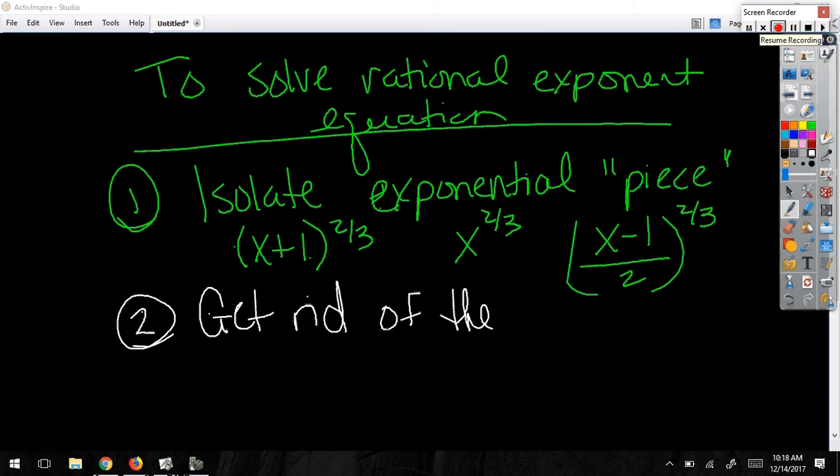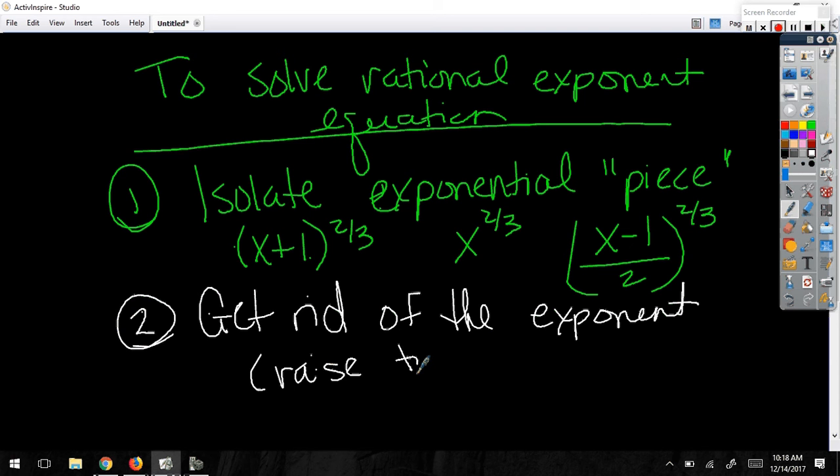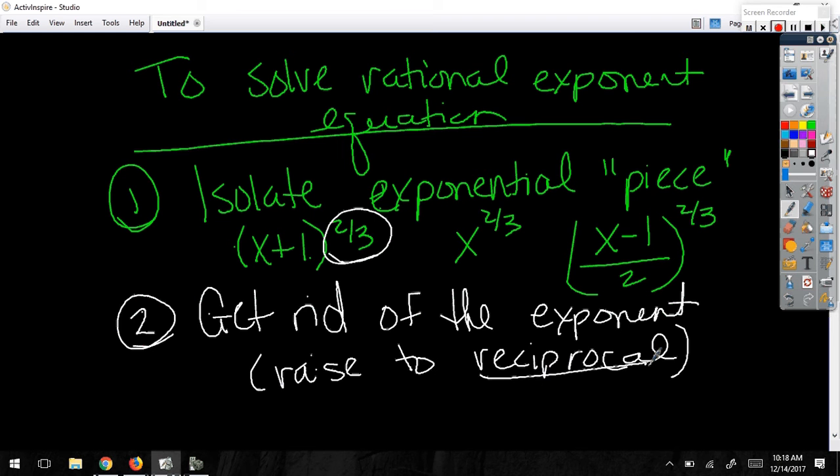Second thing I'm going to do is get rid of the exponent. To get rid of the exponent, I'm going to raise it to the reciprocal. That makes it go away. And remember, whenever I do this, I have to do it to both sides, okay? So if I was getting rid of this exponent from step 1, I would be raising it to what? Reciprocal. 3 over 2 makes it go away.